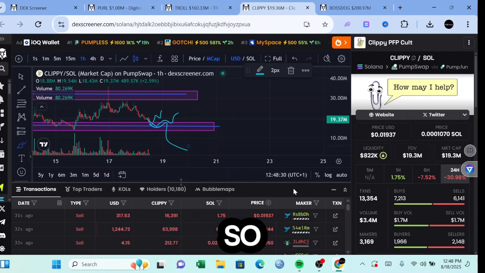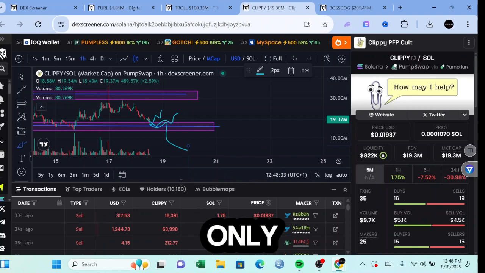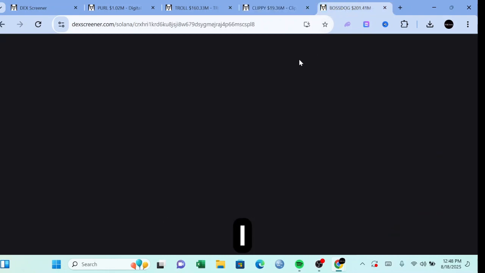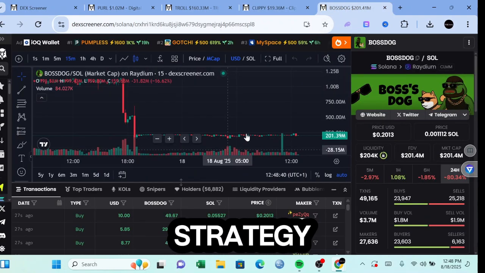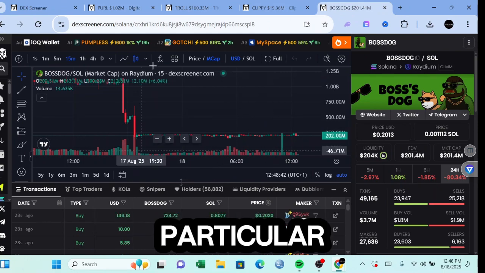So you can see the 5 minutes, that is only just expired transactions, and receivers giving out from this particular coin. Okay, this is basically how I can use this strategy. There's something I want to show you in this particular one.